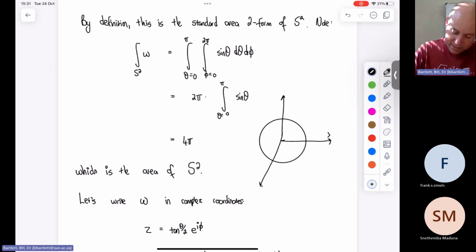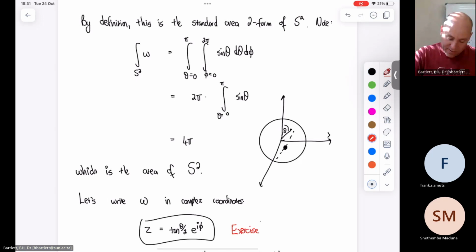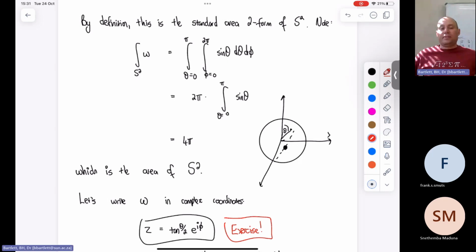So it turns out that if you've got a point with an angle theta, and you stereographically project from the south pole, the point where it crosses the xy plane is given by this formula in terms of theta and phi. I think that was the exercise in the first lecture. If not, you should do it as an exercise. Okay, so that enables us to translate from the theta phi coordinates into our holomorphic coordinates.